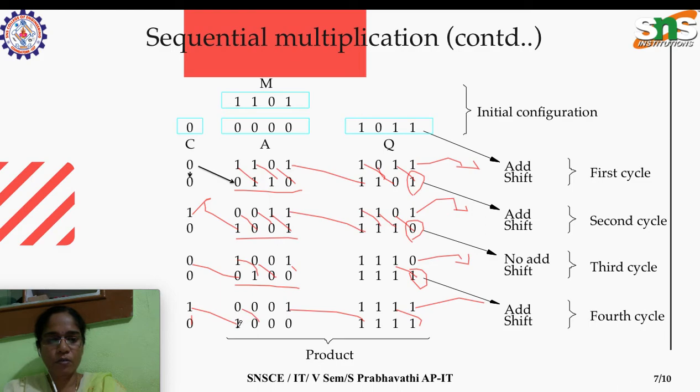So 1 0 0 0 0 1 0 1. This is the final product at the last stage. When we reach the 4th cycle, we will get the final product in the combination of the A and Q registers. The A and Q registers will hold the final product. So this is the logic behind the sequential circuit implementation for multiplication of positive numbers.